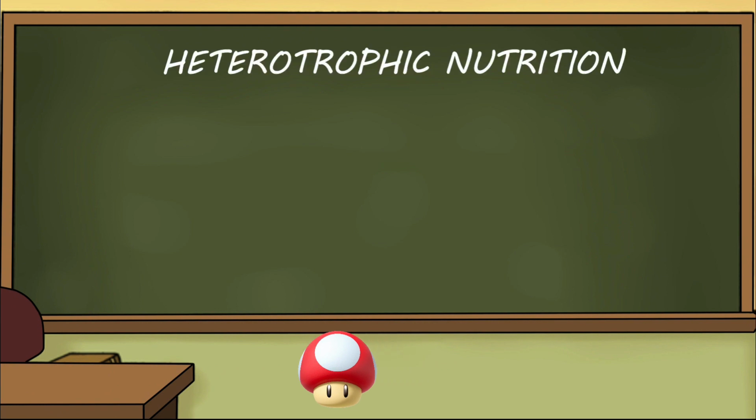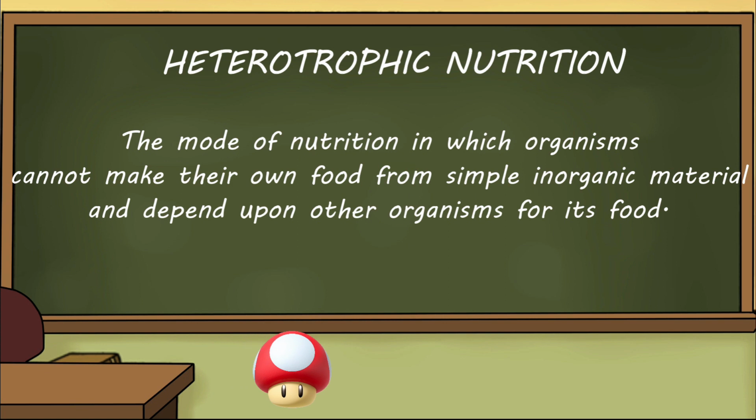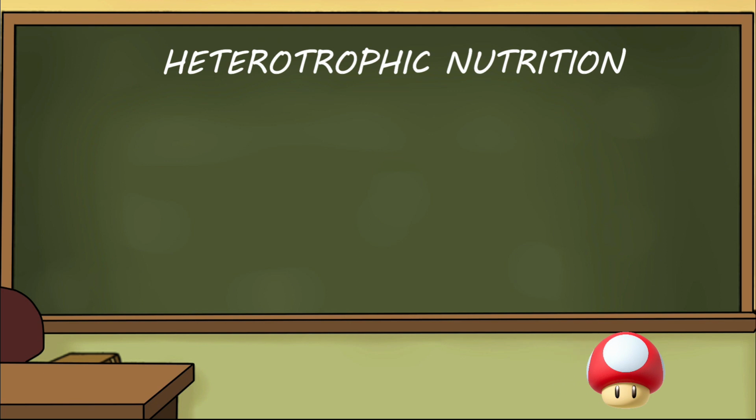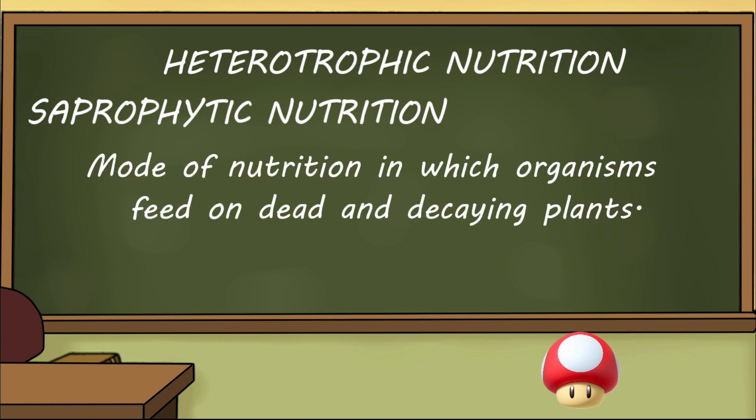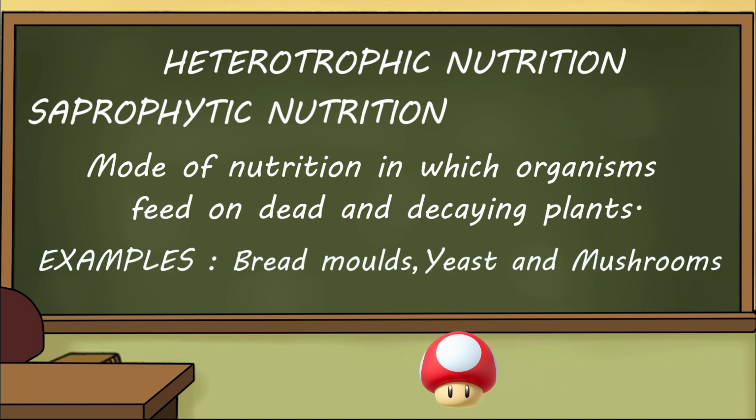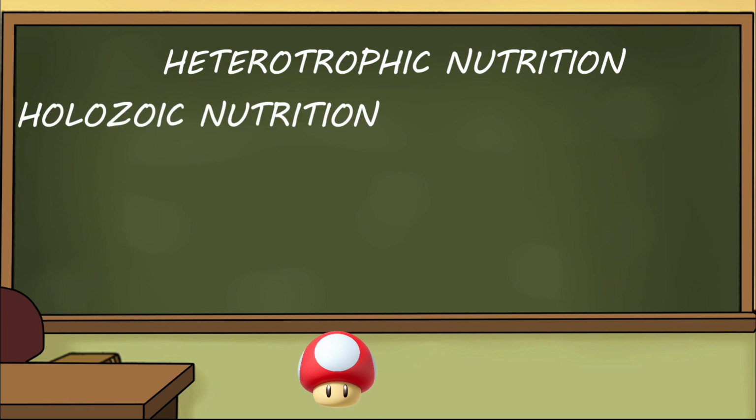Okay, now let's see about heterotrophic nutrition. The mode of nutrition in which organisms cannot make their own food from simple inorganic material and depend upon other organisms for their food. There are three types of heterotrophic nutrition. They are saprophytic nutrition, the mode of nutrition in which organisms feed on dead and decaying plants. Example: bread molds, yeast, and mushroom.